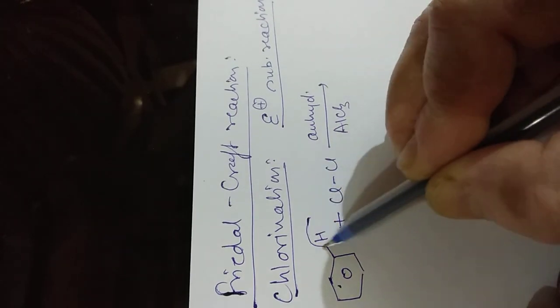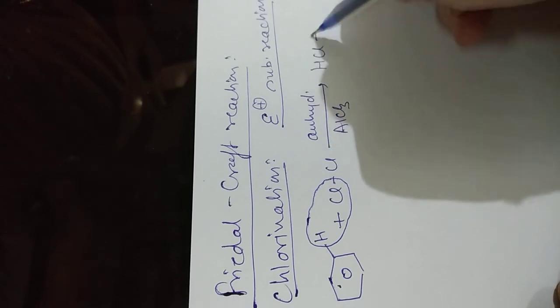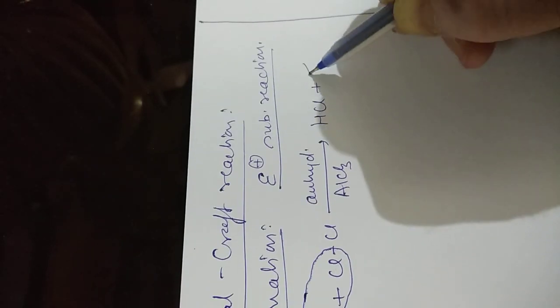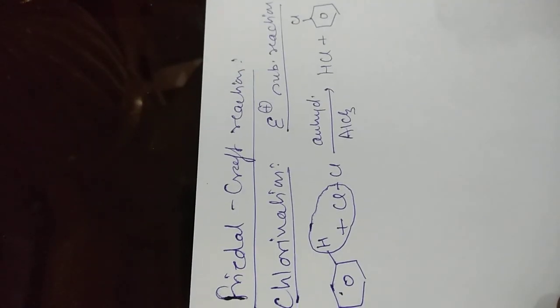In a simpler way, if you see, it will lose HCl. As a result, chlorobenzene is formed. Benzene and chlorine with anhydrous AlCl3 give chlorobenzene, and HCl is formed along with chlorobenzene.